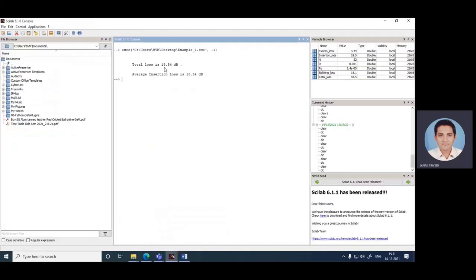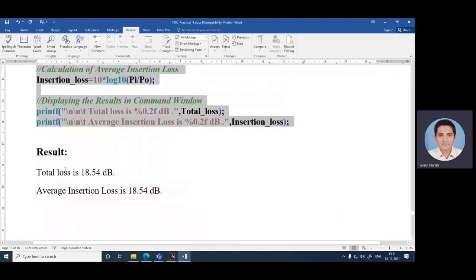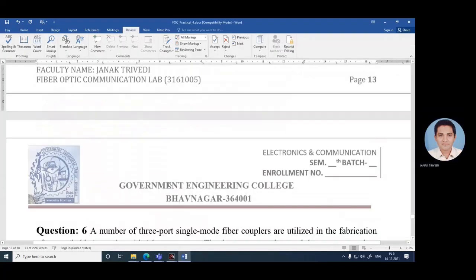Okay, so total loss is 18.54 dB and average insertion loss is 18.54 dB. You can also check in the variable browser with the same result, and we can also display the same result in this particular document.